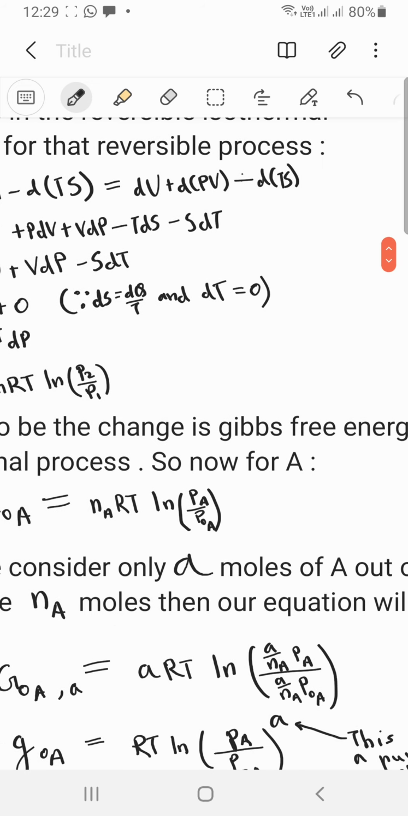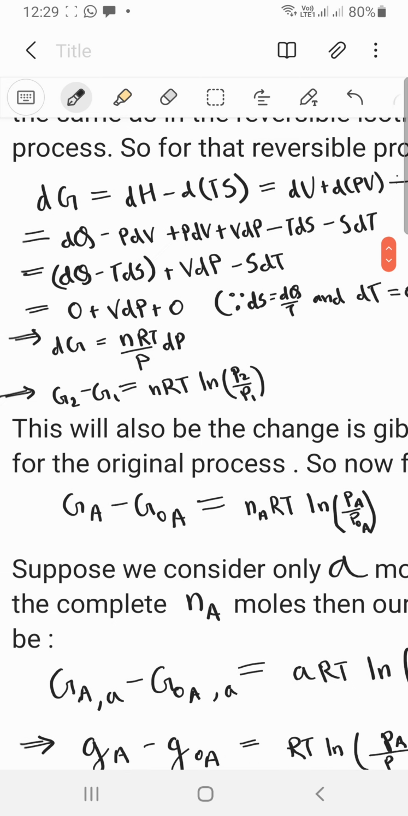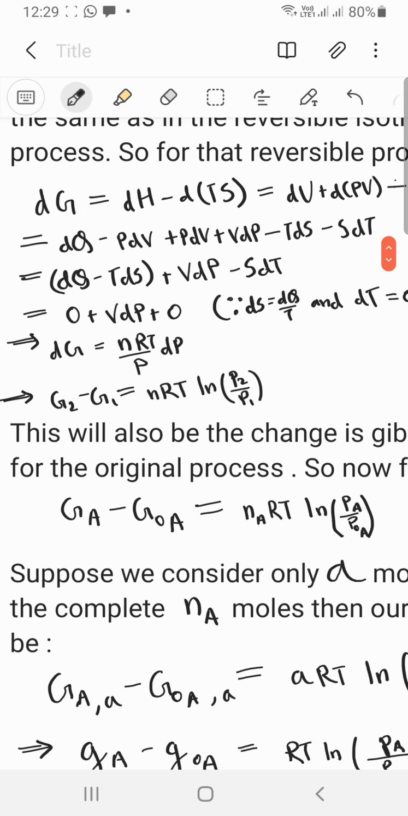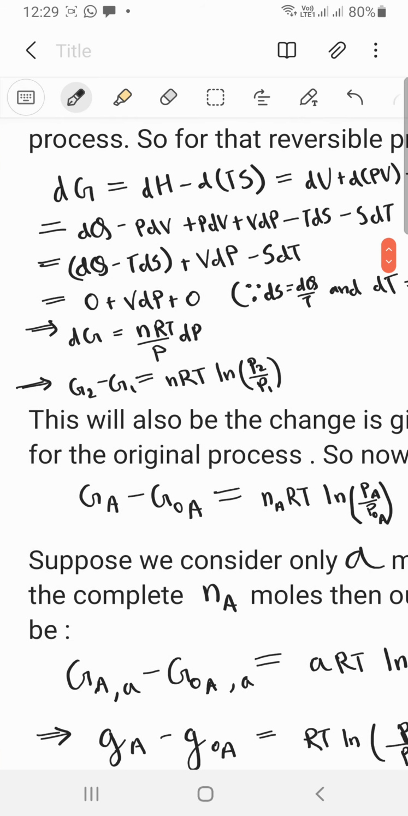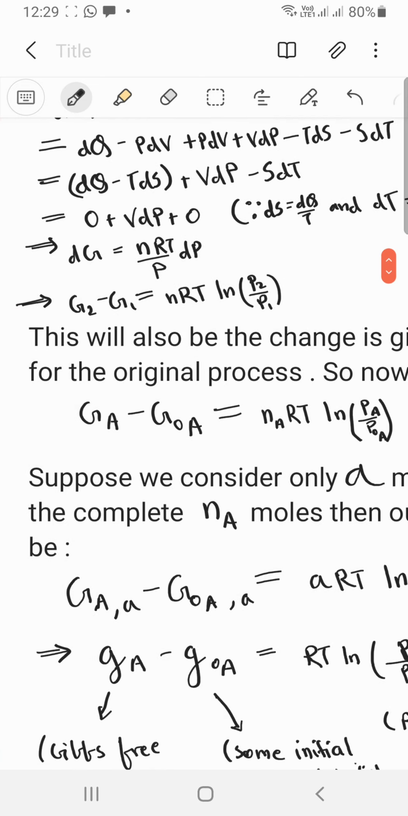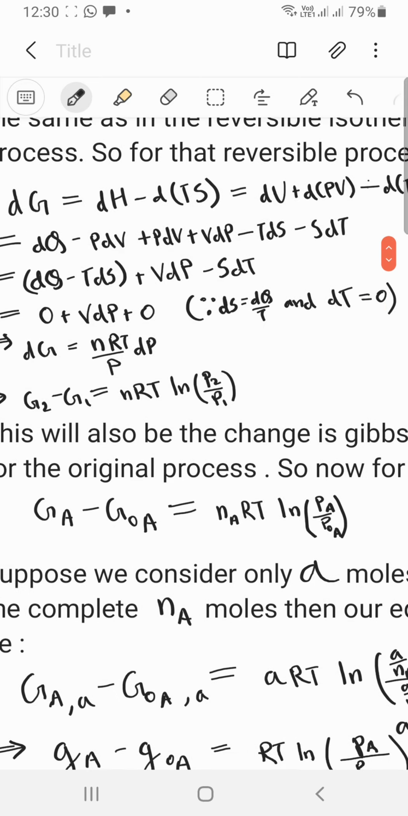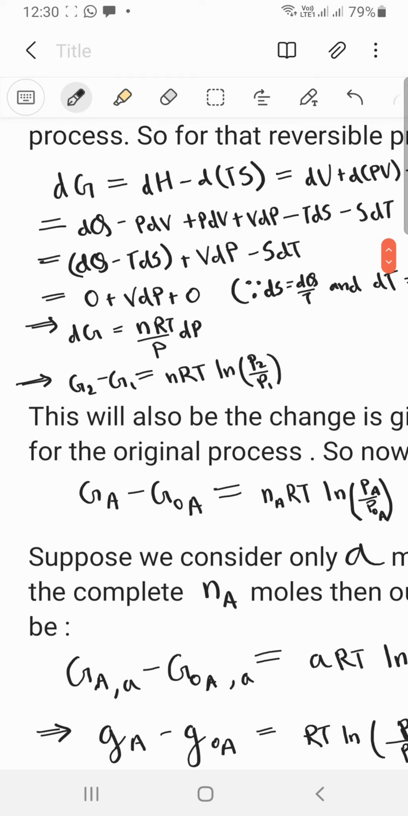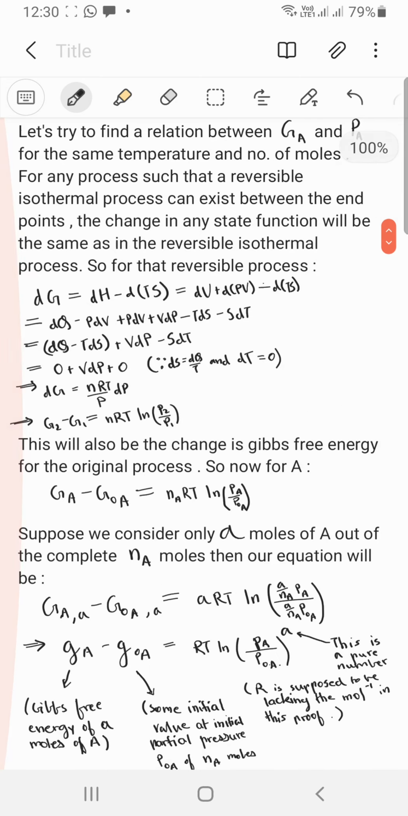But now dT is 0 as this is a reversible isothermal process, and dS is dq by T as this is a reversible process. So we have this quantity being 0 plus VdP plus 0. So you have dG equal to VdP, which is nRT upon P into dP, using the ideal gas equation, which is a good approximation for this case. Then upon integrating, we get G2 minus G1 being equal to nRT natural log of P2 by P1. Now this will also be the change in Gibbs free energy for the original process.